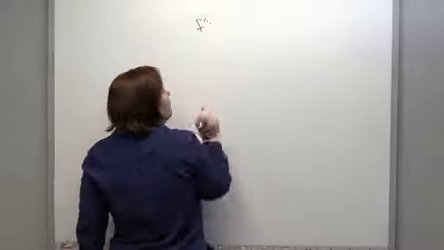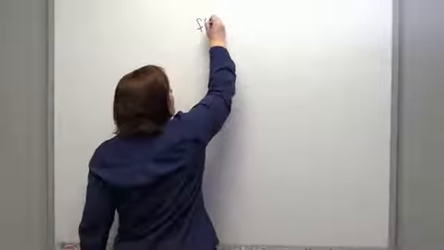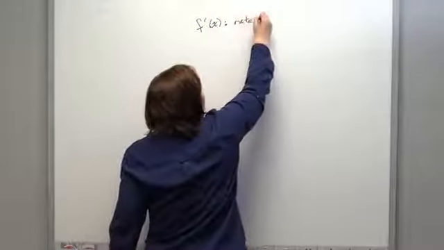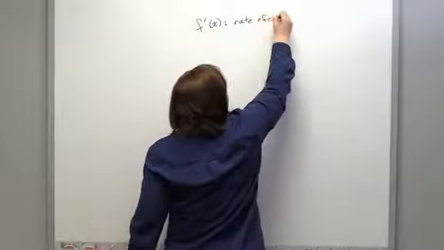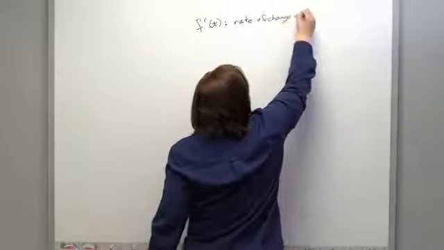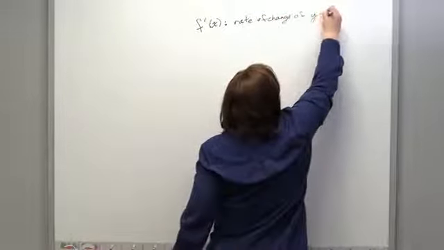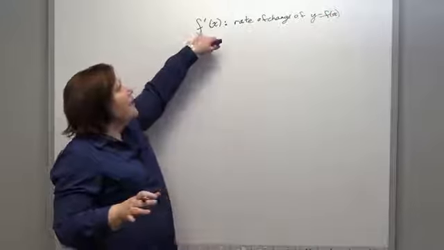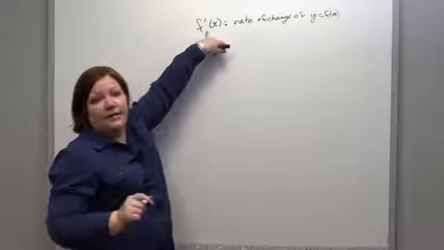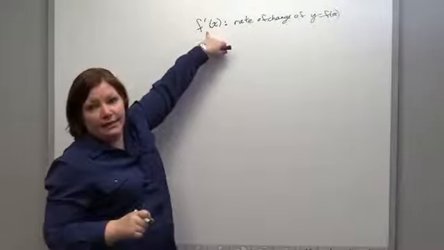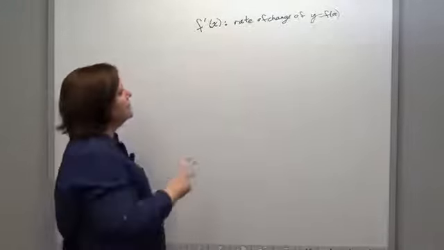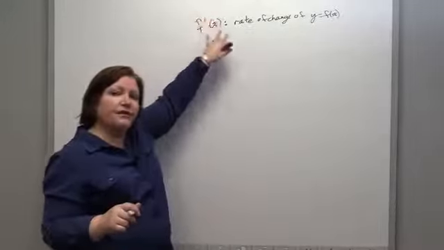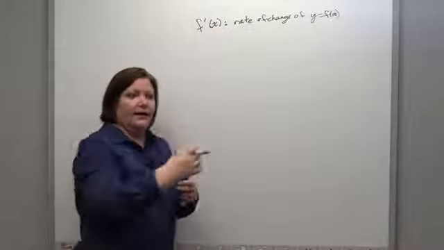So f prime of x is the rate of change of y equals f of x. We talked in practice before about when this is positive, what does that tell you? When this is negative, what does that tell you? And various things like this. But this is a function in and of itself in a lot of instances.